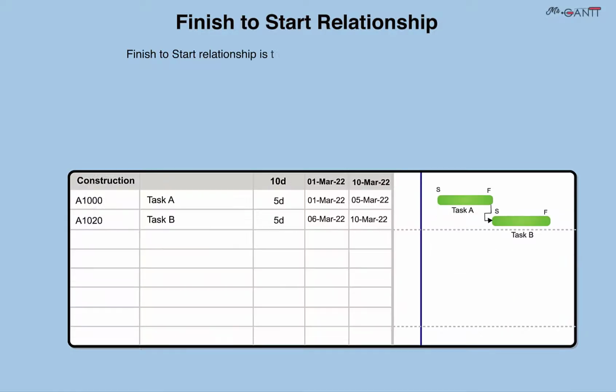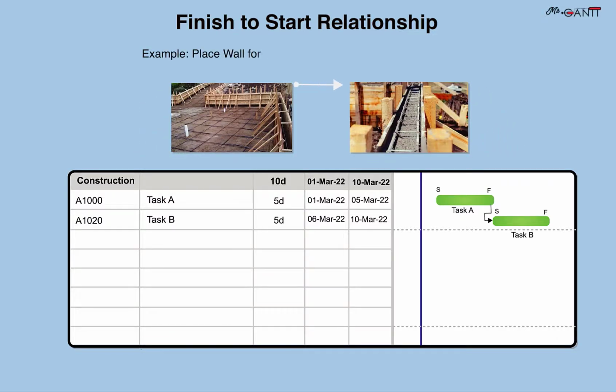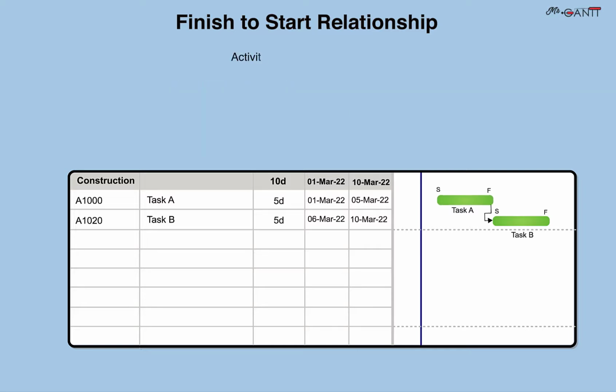Finish to start relationship. Finish to start is the most common scheduling relationship. Activity B cannot start until activity A finishes. Example: place wall forms finishes, then concreting can start. Activity A is the driver of activity B.